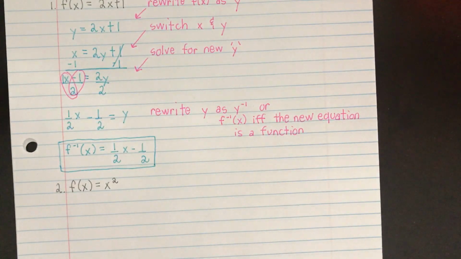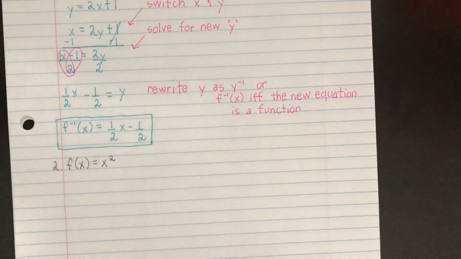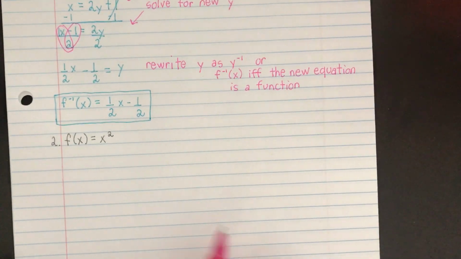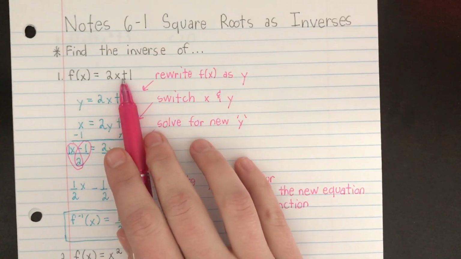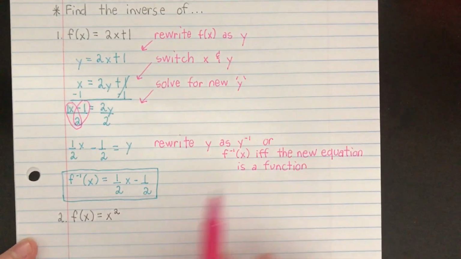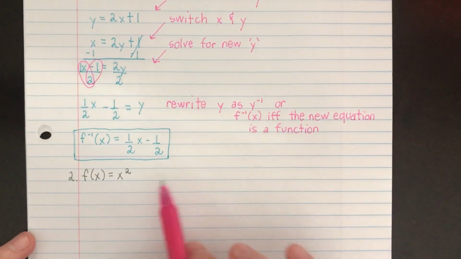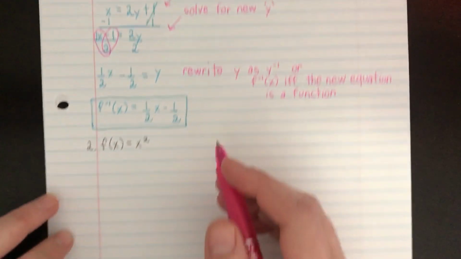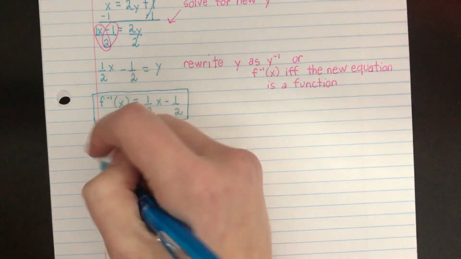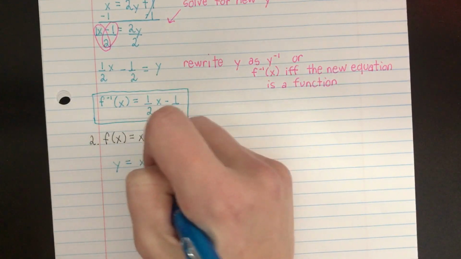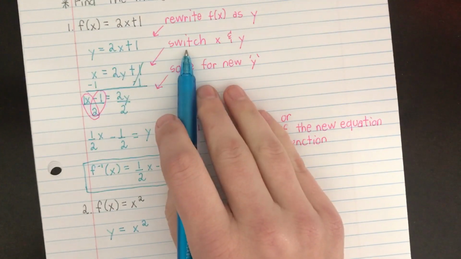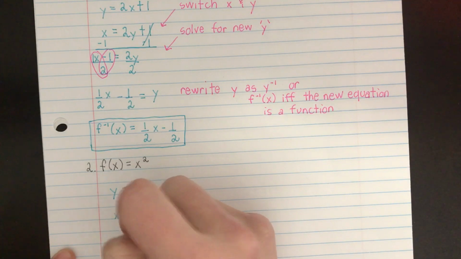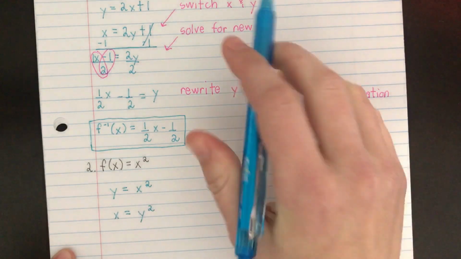Okay, so now we're getting to the new part, number 2. Number 2 is f of x equals x squared. So this is quadratic, whereas this was a linear equation. Let's see how it changes. You're still going to follow the same steps. Rewrite f of x as y, so y equals x squared. We're still going to switch x and y, so this is going to be x equals y squared.